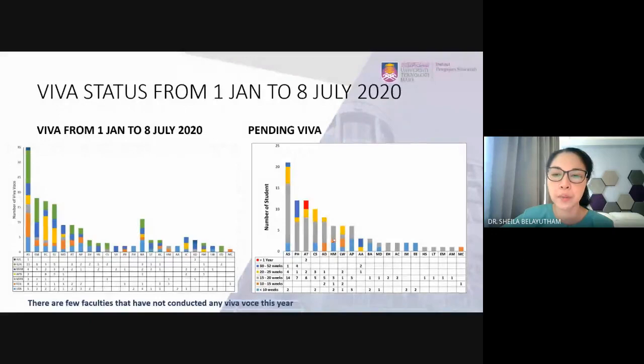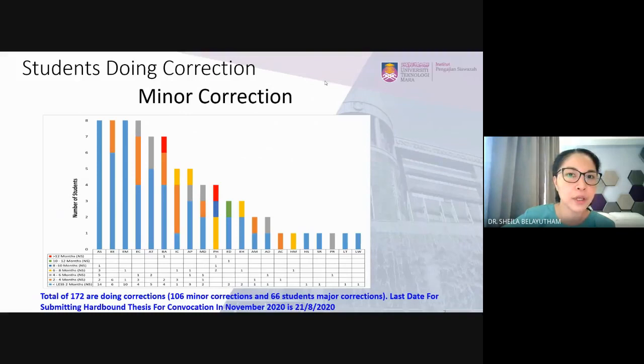So of the viva that we have conducted, these are the pending ones. Okay, so the pending ones are basically the thesis is still under evaluation. Okay, the number of students that are doing minor correction. So these are the faculties and the current numbers of students doing minor correction. And for UITM, for minor correction the students are given 6 months. So within the 6 months, they are supposed to do the correction, get the approval by the panel, and submit their thesis.